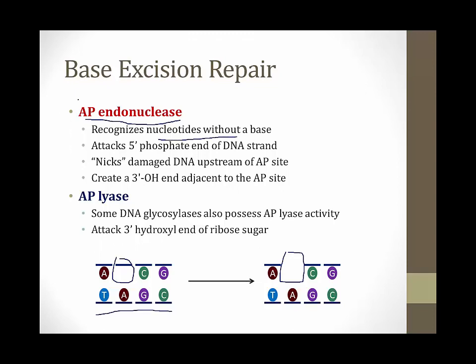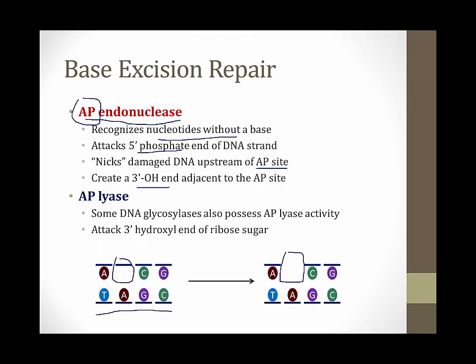The reason it's called AP is because the letters AP stand for apurinic or apyrimidic, as I explained in the last slide. This enzyme attacks the 5' phosphate end of the DNA strand. I'll show you a picture of that in a minute. This nicks damaged DNA upstream of the AP site and creates a 3' hydroxyl end adjacent to the AP site.